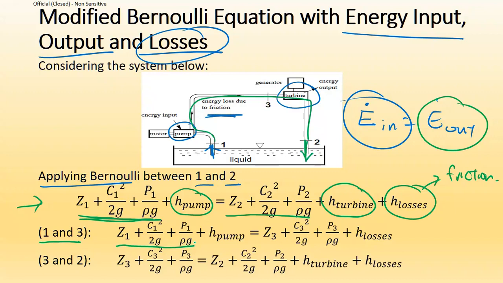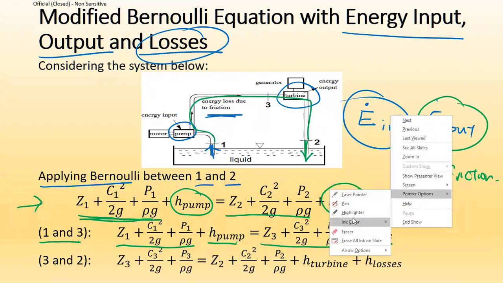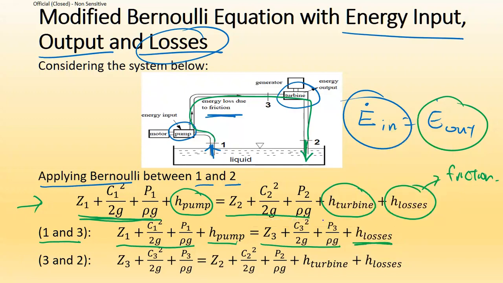Between 1 and 3, there is the fluid energy at 1, and the input is only a pump. The fluid flows out from 3, so we have the parameters at 3, and the only output we have is the H losses. There's no turbine between 1 and 3. If you trace out the fluid path between 1 and 3, you realize that there is no turbine, so we won't include a turbine.